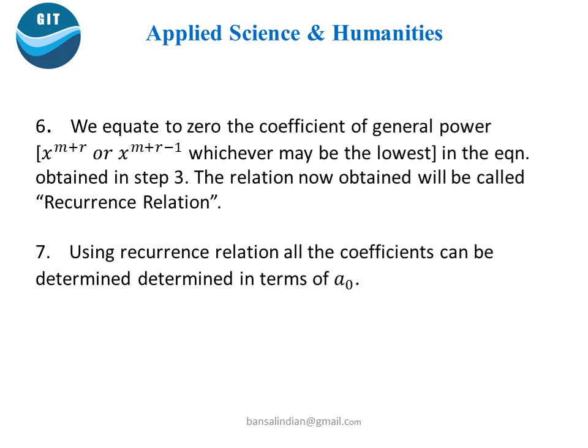Then we equate the coefficient of general power, either x to the power m plus r or x to the power m plus r minus 1, whichever is the lowest, in order to get the recurrence relation. Using this recurrence relation, we can find the values of the constants a1, a2, a3 in terms of a0.